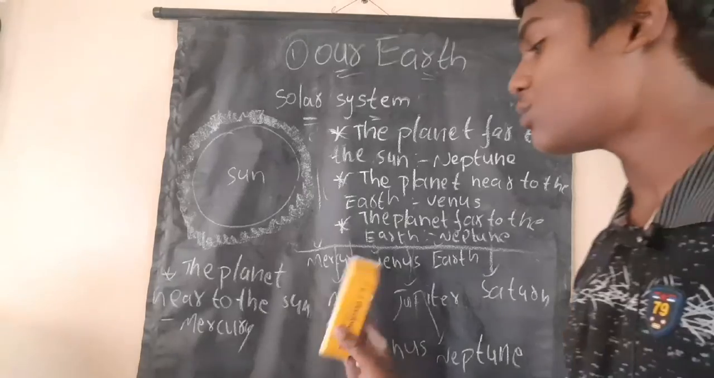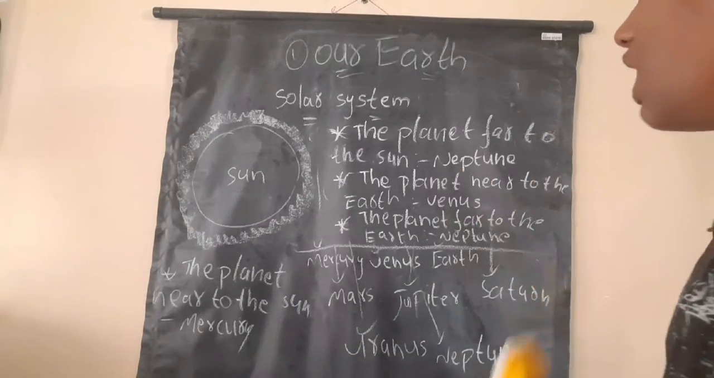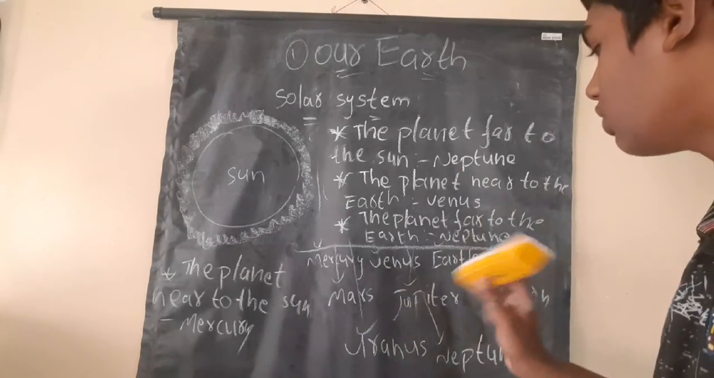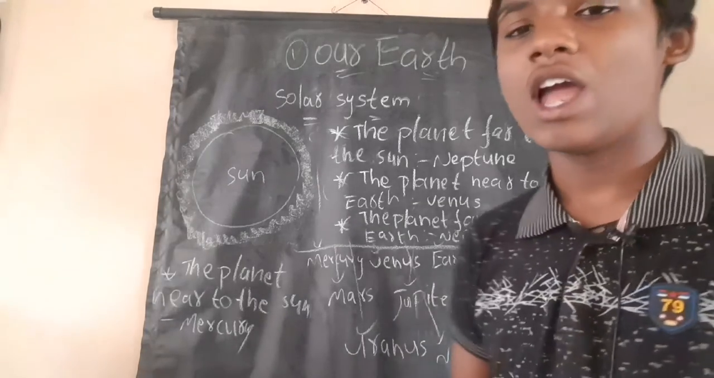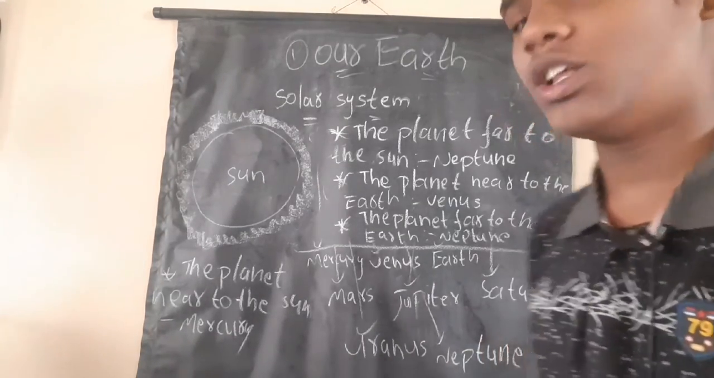The planet near to the sun is Mercury, the planet far from the sun is Neptune, the planet near to the Earth is Venus, the planet far from the Earth is Neptune. These are some important questions about the solar system.